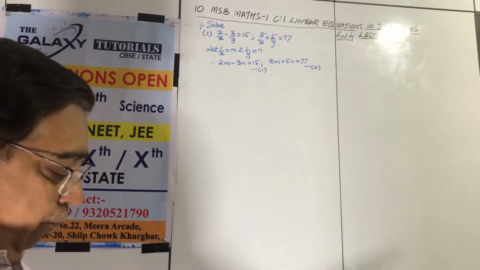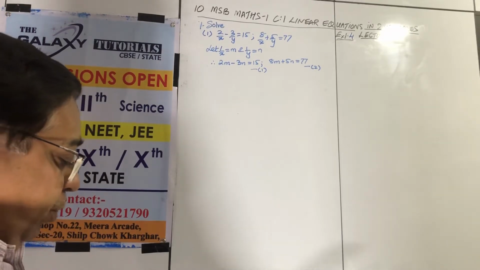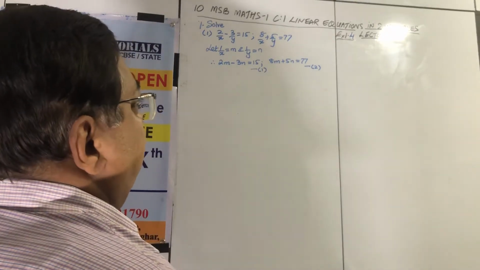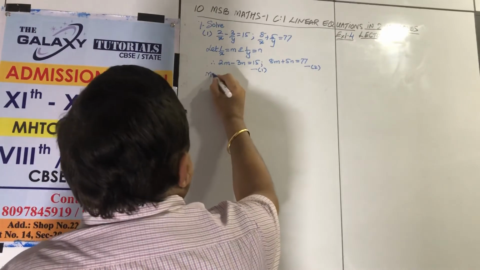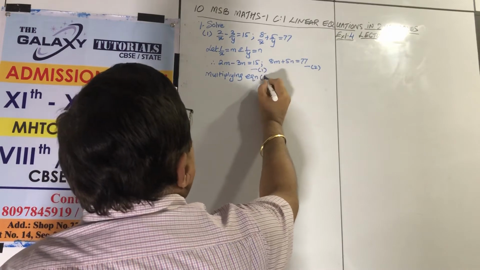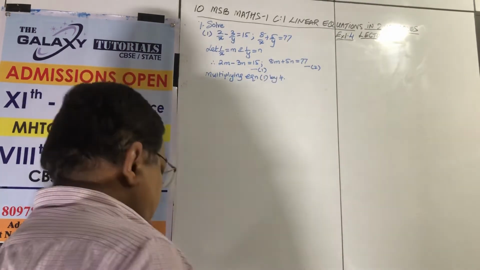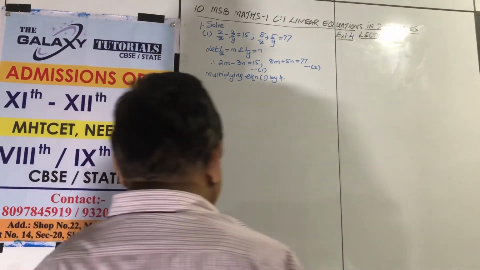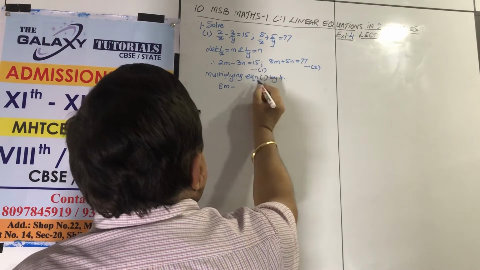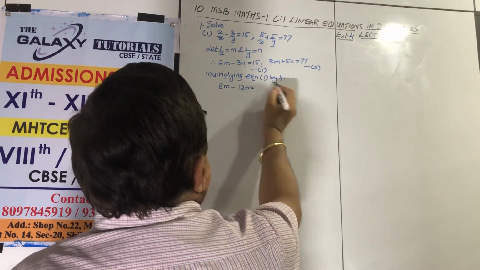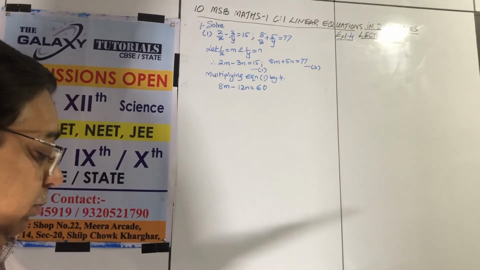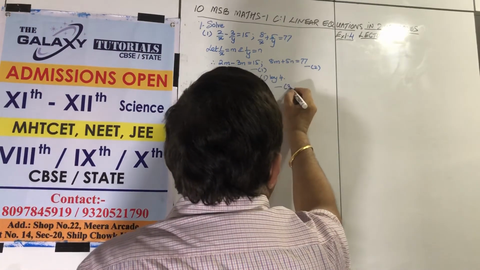Then, going forwards, we will multiply equation 1 by 4 so that I can get rid of the 2 and 8. So, multiplying equation 1 by 4, I will have 8m, 4 2s are 8, and 4 3s are 12, and 4 15s are 60. Correct? So this is my equation number 3.